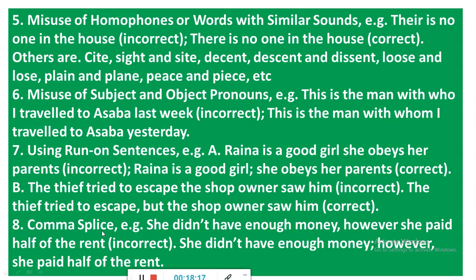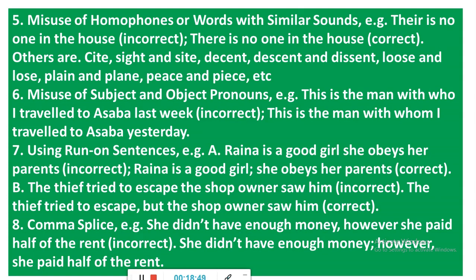Now, number 8 is comma splice. This is using a comma in an inappropriate manner, where we should probably use a full stop, then we use a comma. All right, and that makes it grammatically incorrect. For example, she didn't have enough money, comma, however, she paid half of the rent. You see, she didn't have enough money makes a complete thought. There is supposed to be a complete pause there.